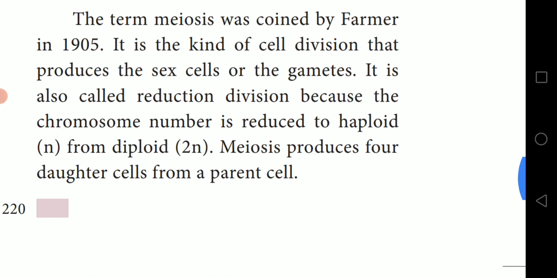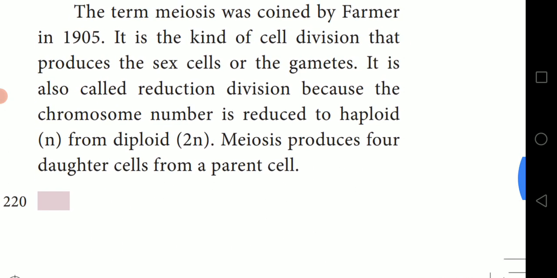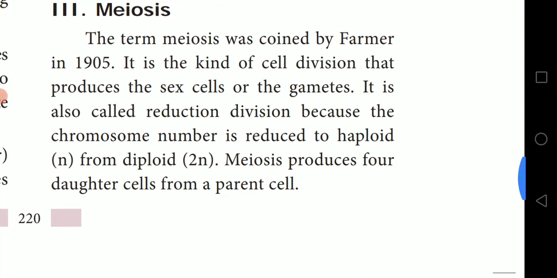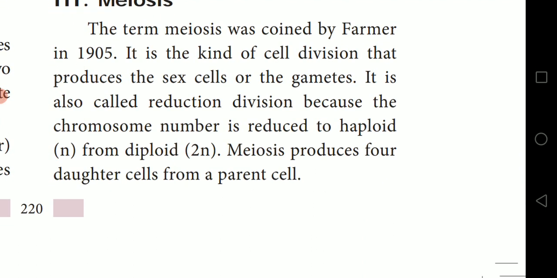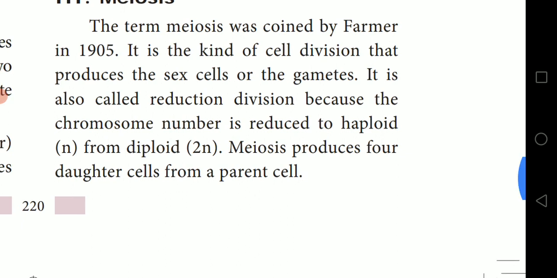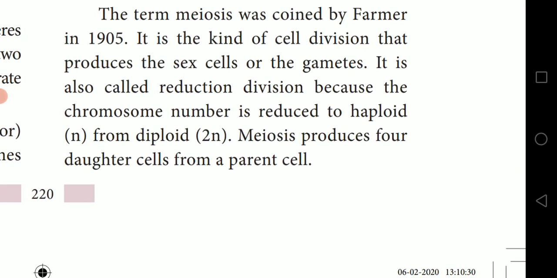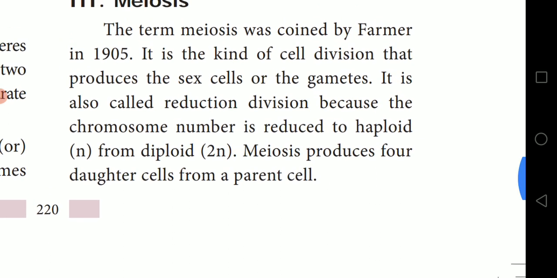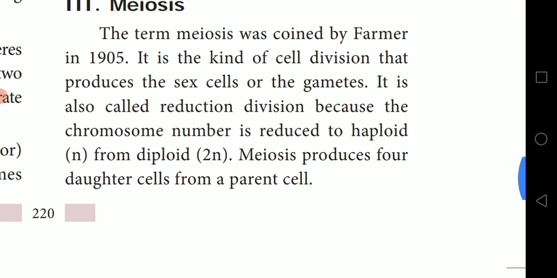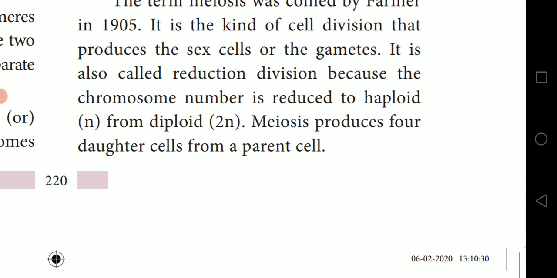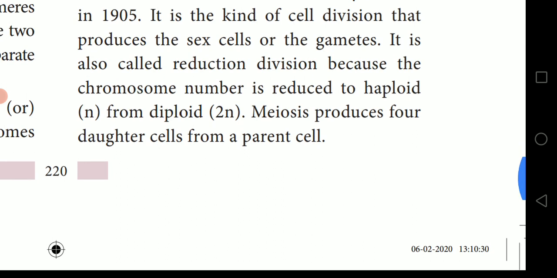That is n, 1n, from diploid 2n. For example, human beings have 46 chromosomes. When it passes on to the next generation as gametes, the female as well as male have half the number of chromosomes. 46 chromosomes means 23 chromosomes from male, 23 chromosomes from female, through the sperm and egg. That's why it is a reduction division, because the chromosome number is reduced to haploid, 1n, from diploid 2n. They are converting 2n into a single n.